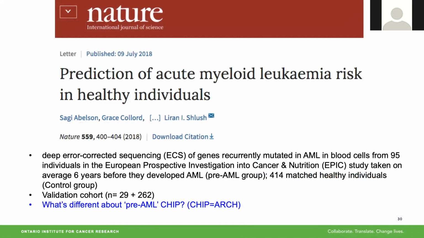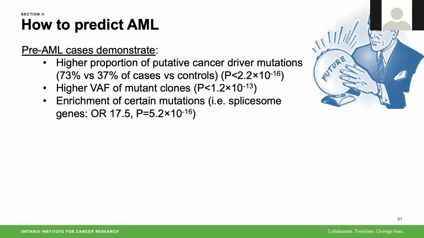And the last thing to mention is that now it's becoming more possible to predict who with CHIP or ARCH is going to develop acute myeloid leukemia. So this is work done by Sagi, Abelson, and Philip, and Loren, and John, and a host of others. Here they looked at the EPIC cohort in Europe. They identified 95 people who went on to get AML with 400 or so matched controls and a validation cohort.